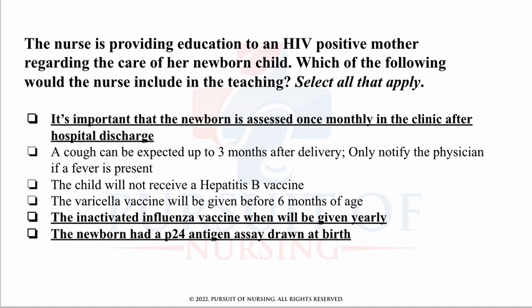Infants born to HIV-infected mothers need to be screened for the HIV antigen. So the detection of HIV in infants is confirmed by drawing a P24 antigen assay, a virus culture of HIV, or polymerase chain reaction. So just know that testing will be performed when the baby is born.